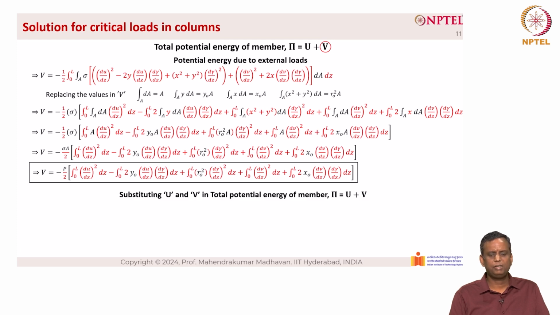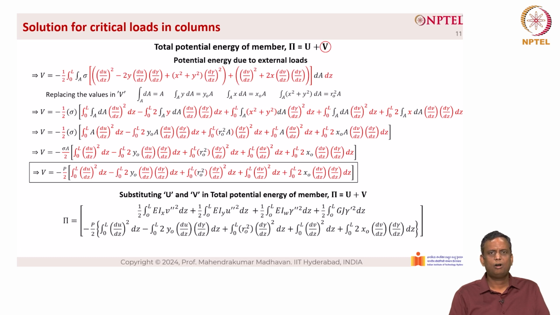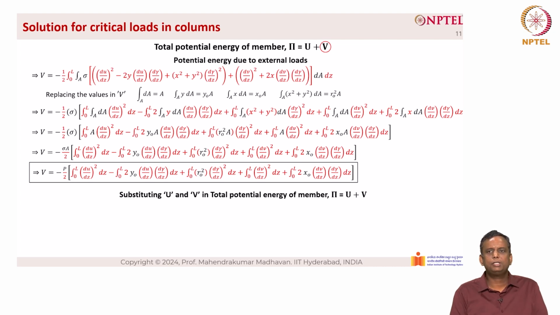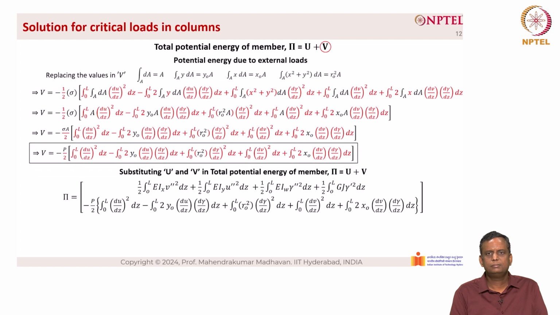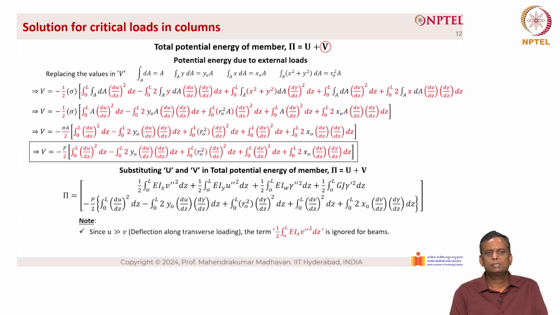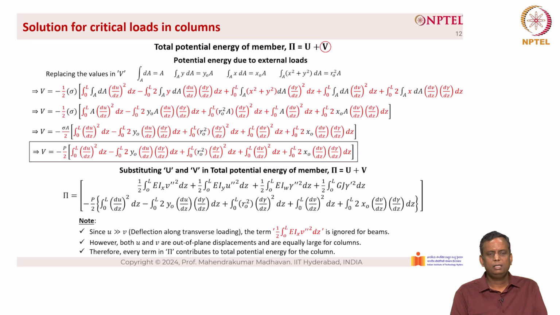Now, substituting U and V in the total potential energy of the member pi equal to U plus V, we get a big term of pi which consists of 9 terms. Note, since U is very much greater than V, the deflection along the transverse bending, the term half into integral 0 to L EAX into V double dash into dz is ignored for beams. However, since both U and V are out of plane displacements and are equally large for columns, it is not ignored. Therefore, every term in pi contributes to the total potential energy of the column.